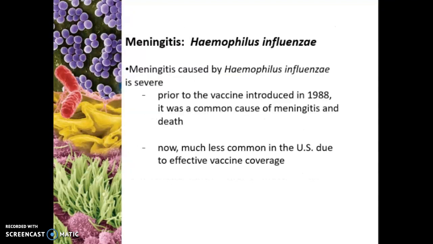Haemophilus influenzae can be severe, alright, and it was the most severe cause of death by meningitis and the most common cause of meningitis prior to a very effective vaccine that was fully established in 1988. So right now, this type of meningitis is not nearly as common in the U.S. because of the vaccine.